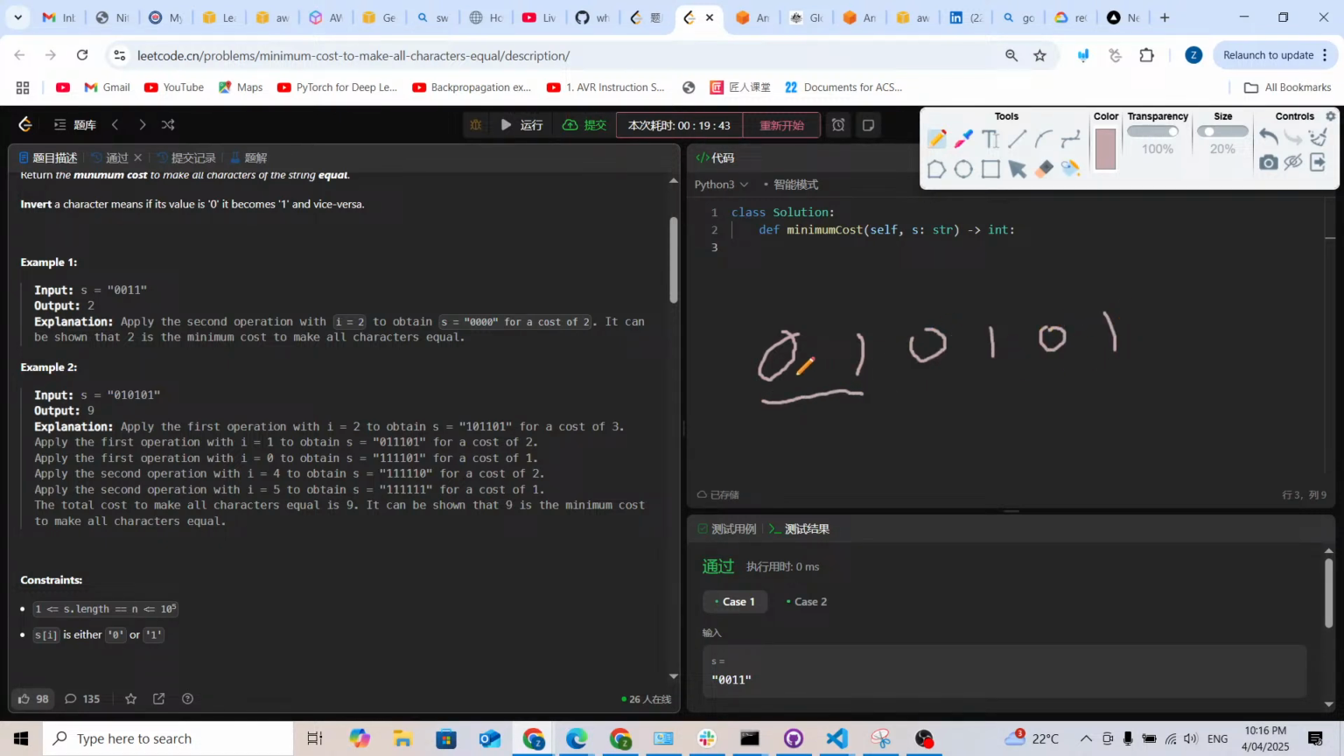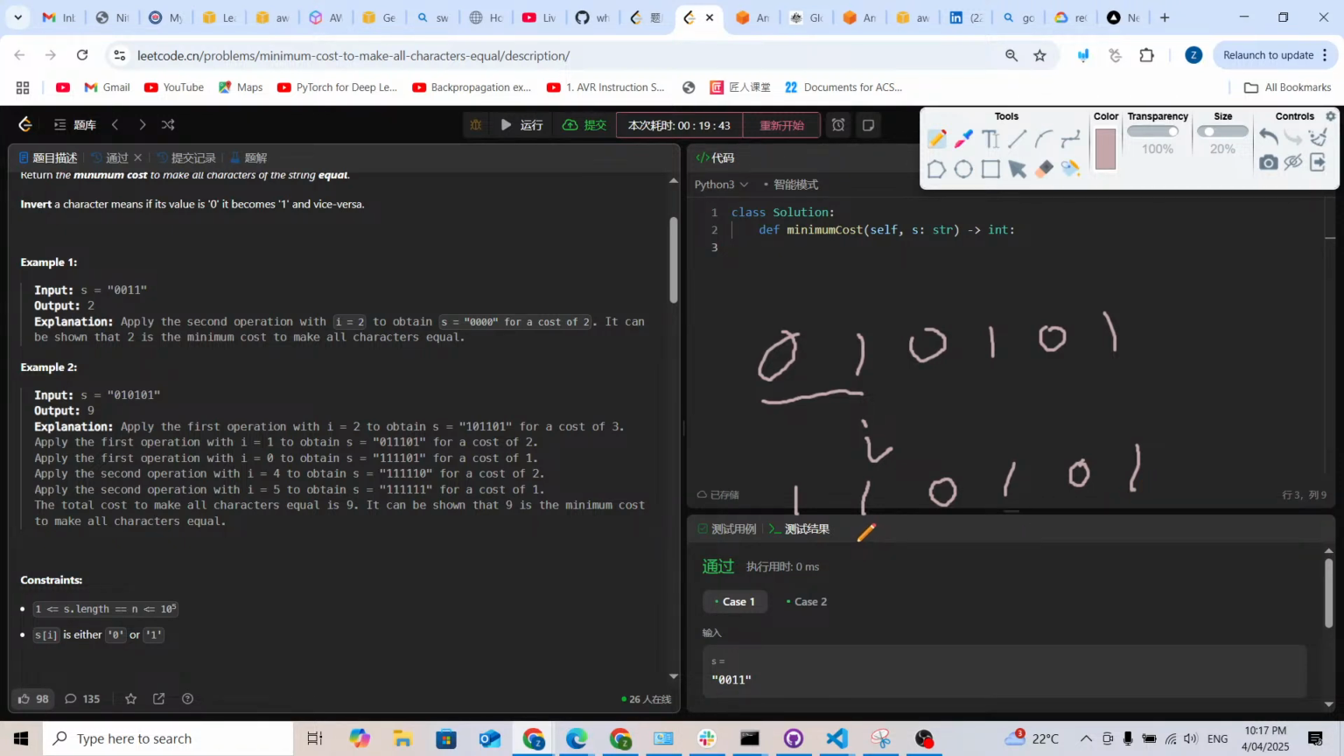First of all, I'm going to check the neighbors of 0 and 1 if they are not equal. I'm going to check which one. So here i is going to be 1. I'm going to check s[i] and s[i minus 1]. If they are not equal, I'm going to invert this 0 to 1. So 0 becomes 1, and this is 1, and this is 0, and this is 1, and this is 0, and this is 1.